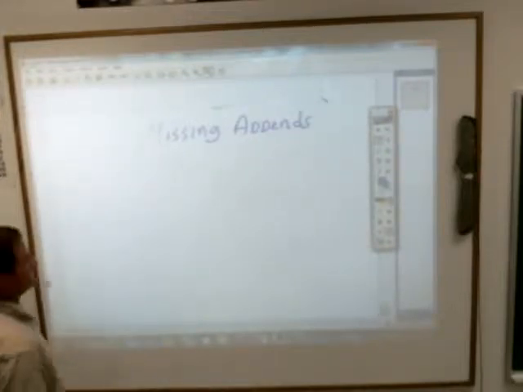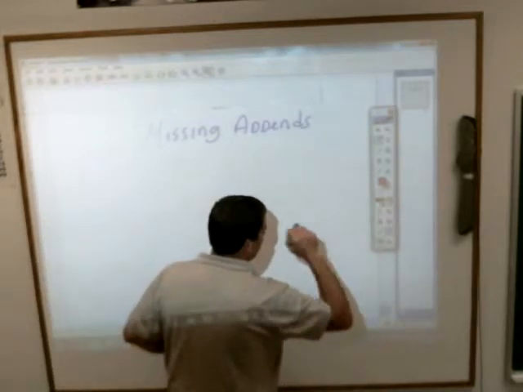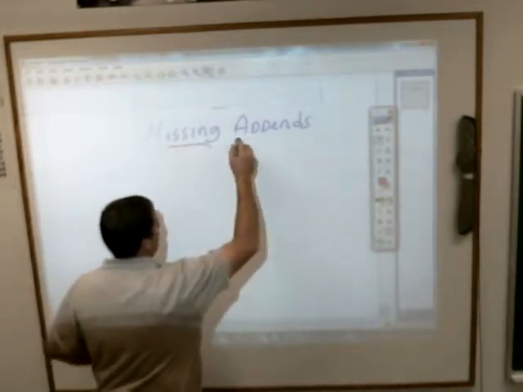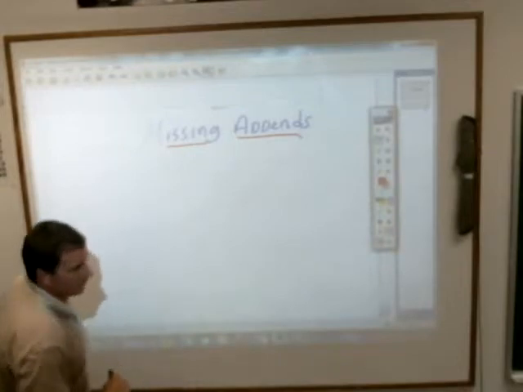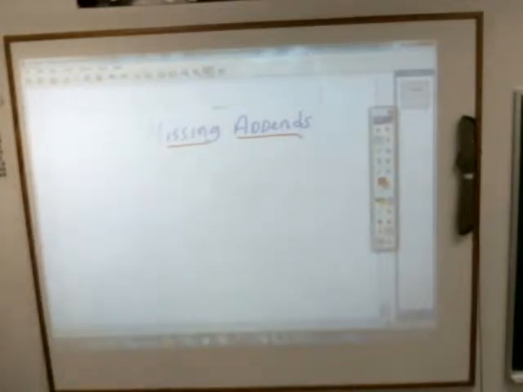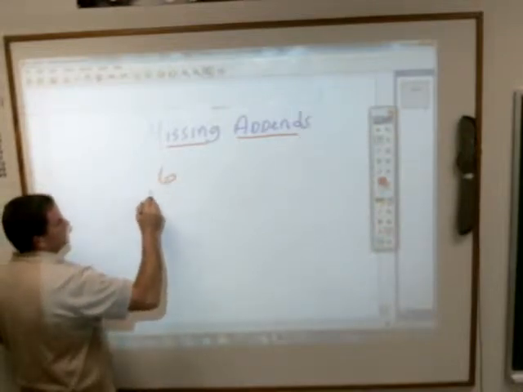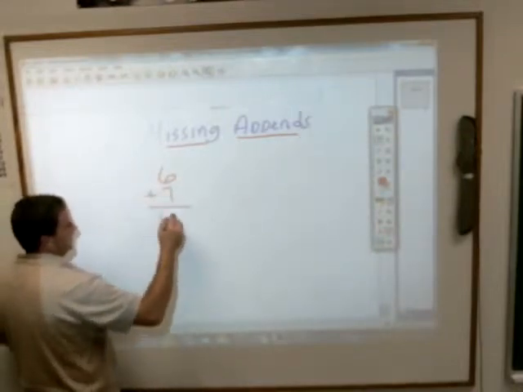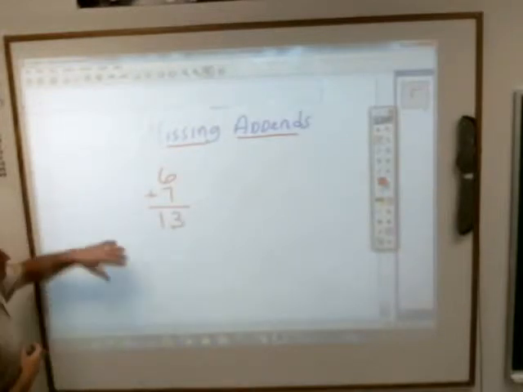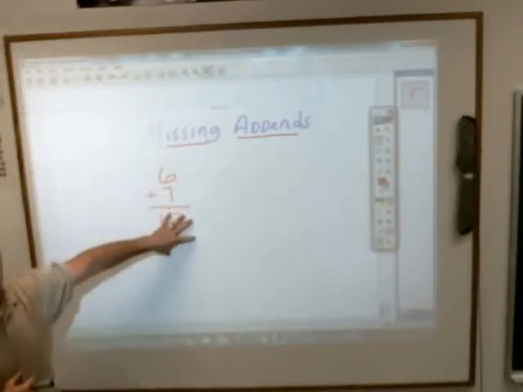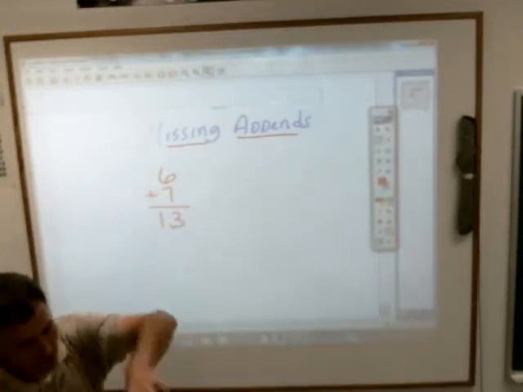What does the phrase missing addends mean? Well, before we talk about the missing addends, let's talk about the non-missing addends. What are addends, Landon? Exactly. So if I have 6 plus 7 equals 13, these are my addends. They give me the answer to an addition problem, which is a sum.